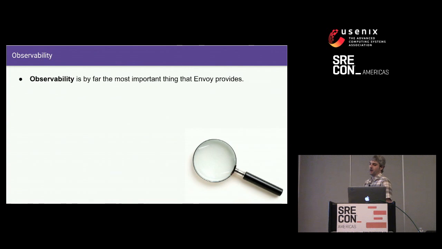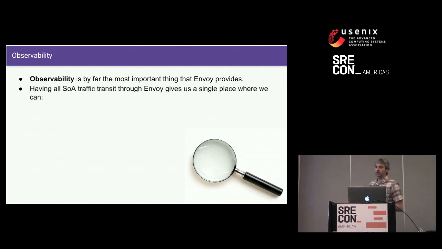So I've already talked about this a few times, but from my perspective, from operating a large architecture like this, the most important thing that something like Envoy provides is enabling developers to quickly understand what is going on in the system. Where are things failing? How is it performing? By having all traffic go through Envoy, we can get a few different things that are really useful.